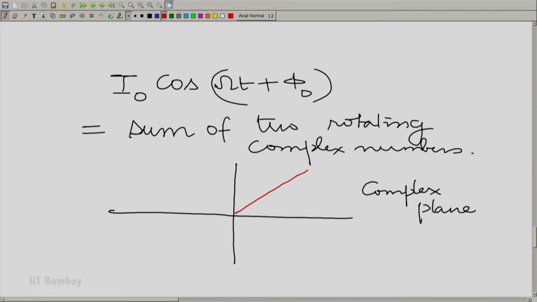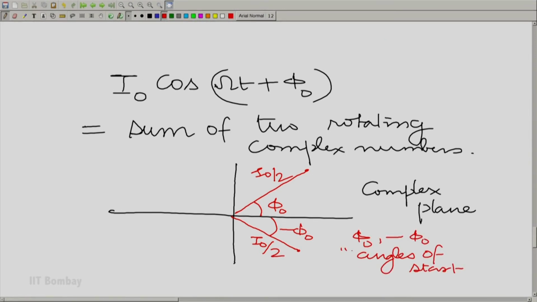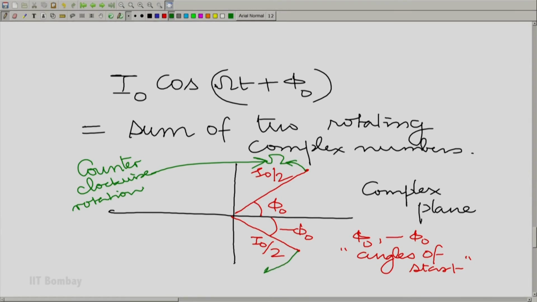Let one begin at time t equals 0 with an angle of phi 0. Let it have a magnitude of I0 by 2, and let the other begin with the same magnitude I0 by 2, but the opposite angle of starting. So, phi 0 and minus phi 0 are the angles of start, and let them both rotate with an angular velocity of capital omega. The only thing is, this rotates with a counterclockwise angular velocity, and this one rotates with a clockwise velocity, which you might call minus omega if you like.